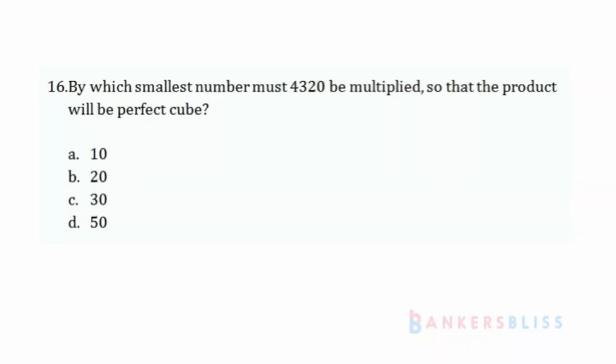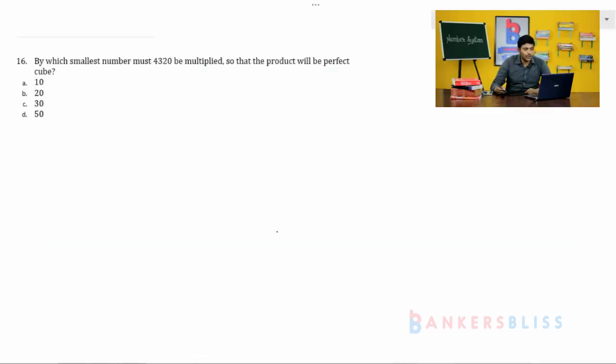See here, these types of questions you may also expect in your exam. By which smallest number must 4320 be multiplied so that the product will be a perfect cube? So which smallest number do you have to multiply so that the product will be a perfect cube? If this is the type of question you get, then please factorize the given number, that is 4320.